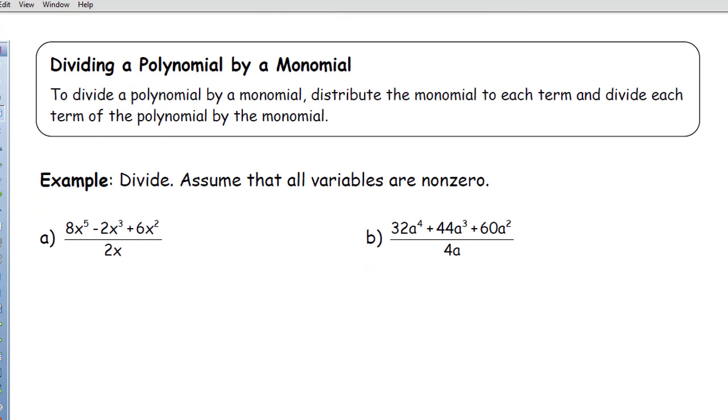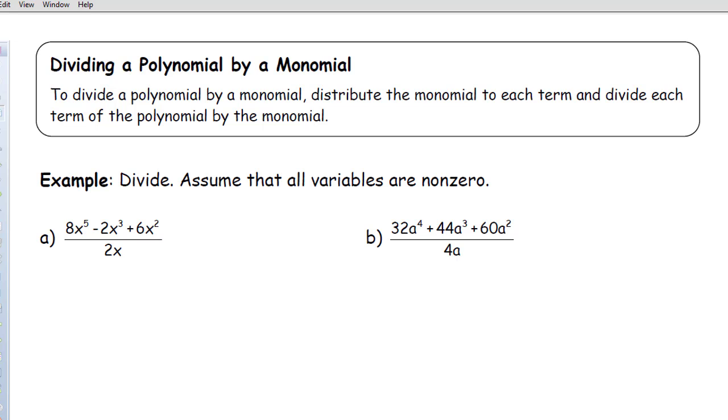All right, now we've got dividing a polynomial by a monomial. Okay, to divide a polynomial by a monomial, we distribute the monomial to each term and divide each term of the polynomial by the monomial. We have to distribute, just like if we were multiplying by a monomial, we would distribute. If we divide, we have to distribute.